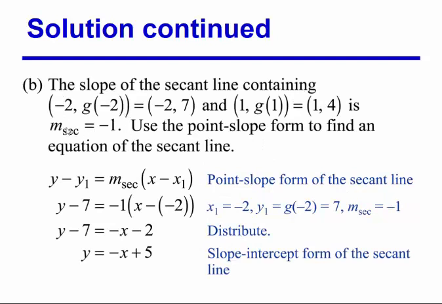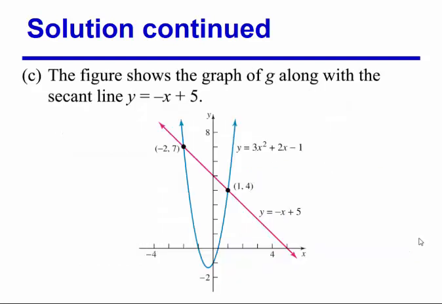So we're going to use that information, and we're going to use one of these two points and use the point-slope formula to find the slope-intercept form of the secant line. And so the slope of the secant line was -1. We're going to use the point (-2, 7), and we get that y is equal to -x plus 5. So that is the slope-intercept form of the secant line that goes through the points (-2, 7) and then (1, 4) for the function g of x that we were given previously.